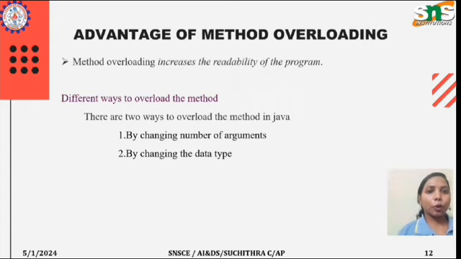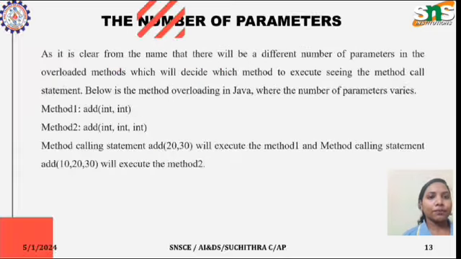Advantages of method overloading. Method overloading increases the readability of the program. Different ways to overload the method. There are two ways to overload the method in Java. First one is by changing the number of arguments, and second one is by changing the data type. The first is by changing the number of parameters.